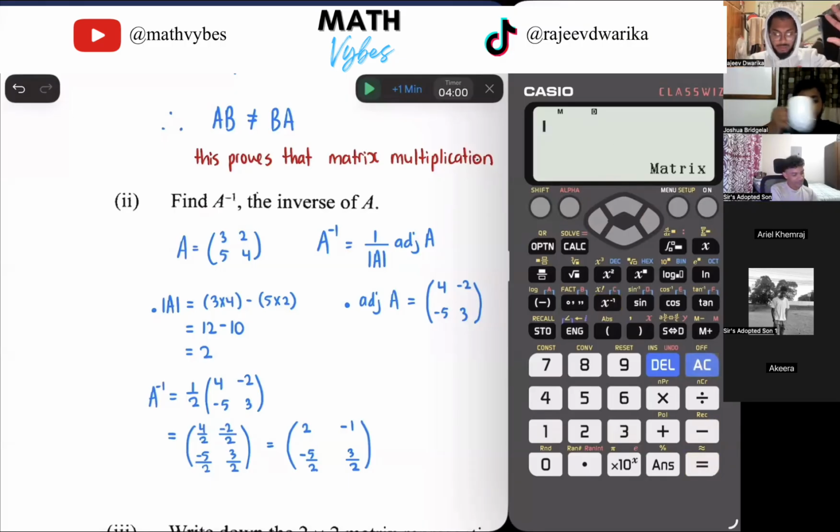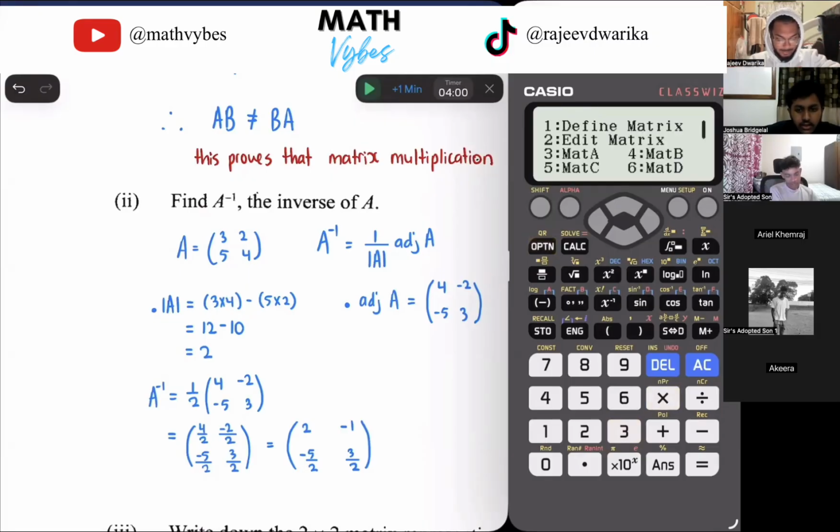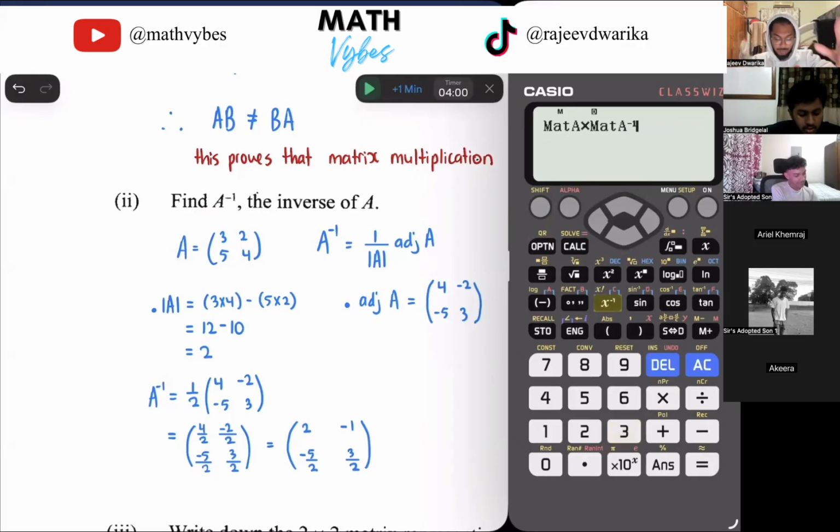So, Joshua, once you have the matrices stored in the calculator, you're going to press option, then 3 for matrix A. Then press multiply, press option again to access matrix A, and put that to the power -1. Press equal, and watch. Look what I got: 1, 0, 0, 1. Awesome.